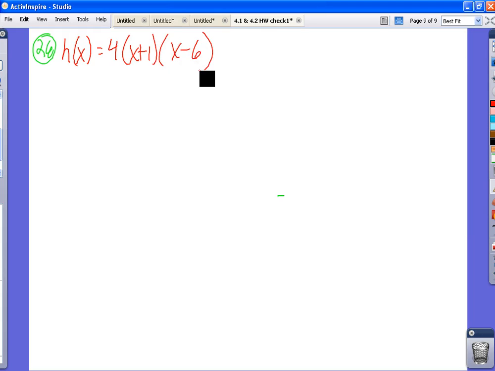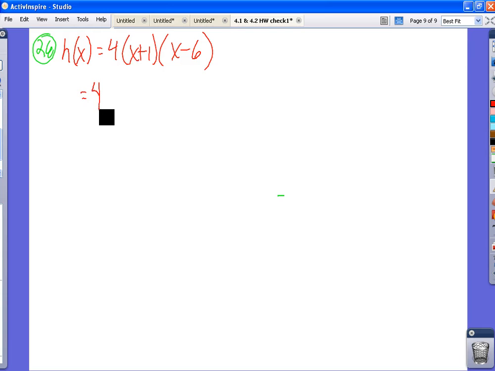This is write it in standard form. Okay? It was pretty quick that we went over that. Do you remember how we put this in standard form? Yeah. FOIL. So we'll leave the multiplying by 4 for the end. First, I would multiply these two together.